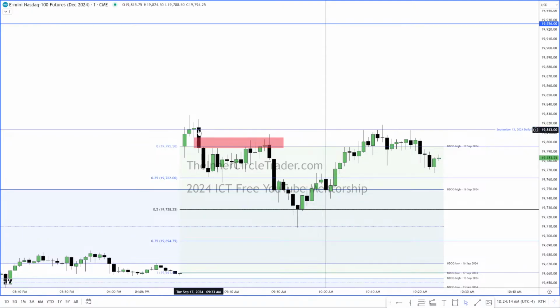So it meets the criteria. It can't be on the 930 candle. 931 is the first earliest candlestick that can create the fair value gap, candlestick number 2, that one that makes the imbalance. This is candlestick number 1. This is candlestick number 2.